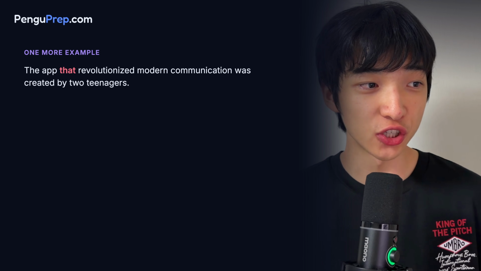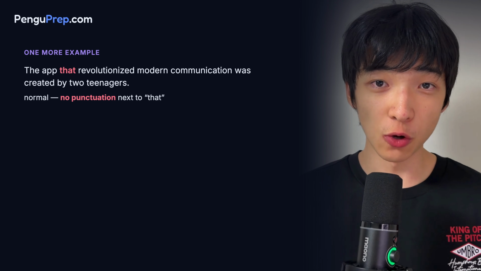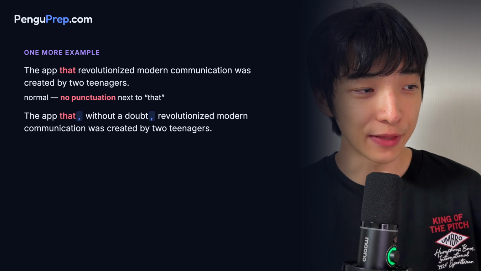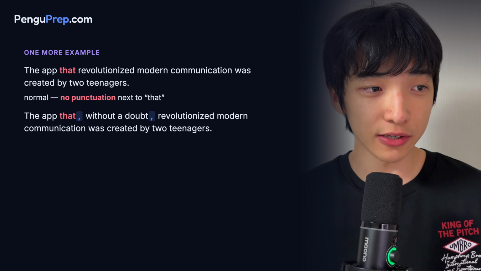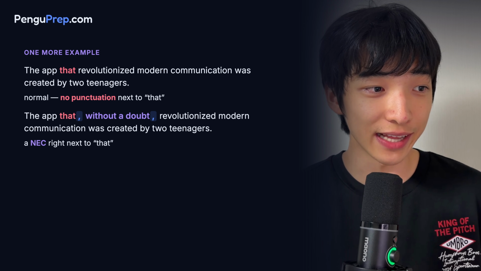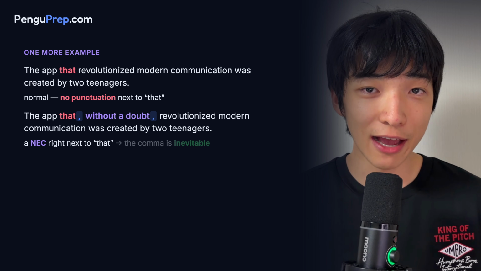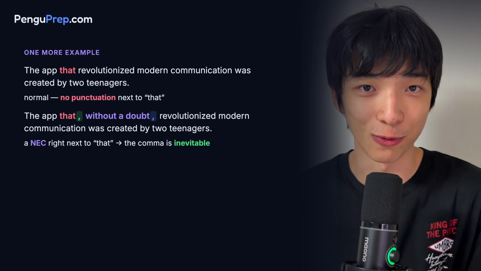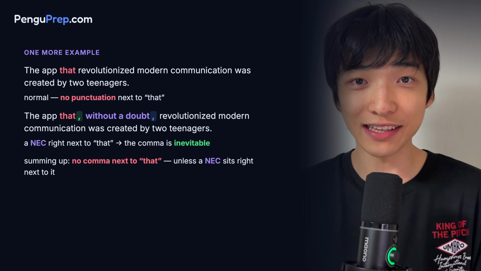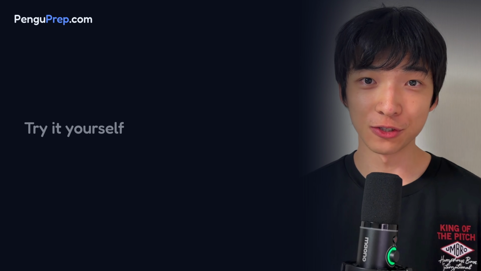Let's look at one more example. The app that revolutionized modern communication was created by 2 teenagers. This is normal. There's no punctuation next to the word "that." But if you change this to, the app that, without a doubt, revolutionized modern communication was created by 2 teenagers, there's a non-essential clause right next to the word "that," so in the process of properly punctuating it, you inevitably place a comma next to the word "that." So summing up, you cannot place a comma next to the word "that" unless there is a non-essential clause right next to it.